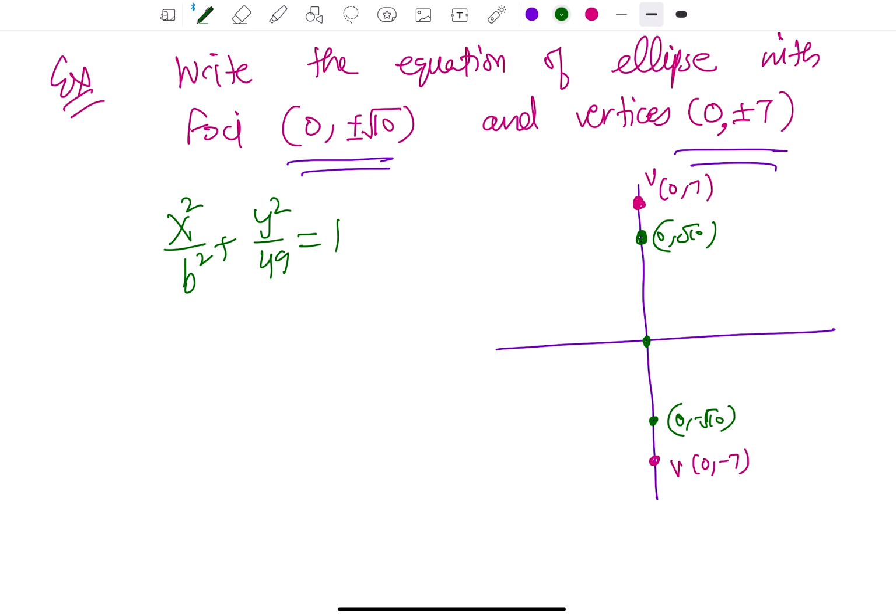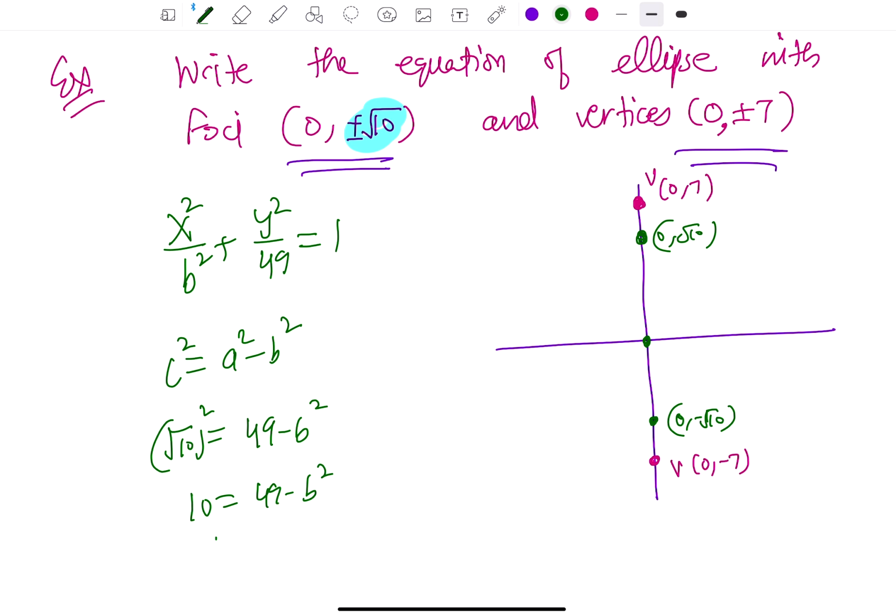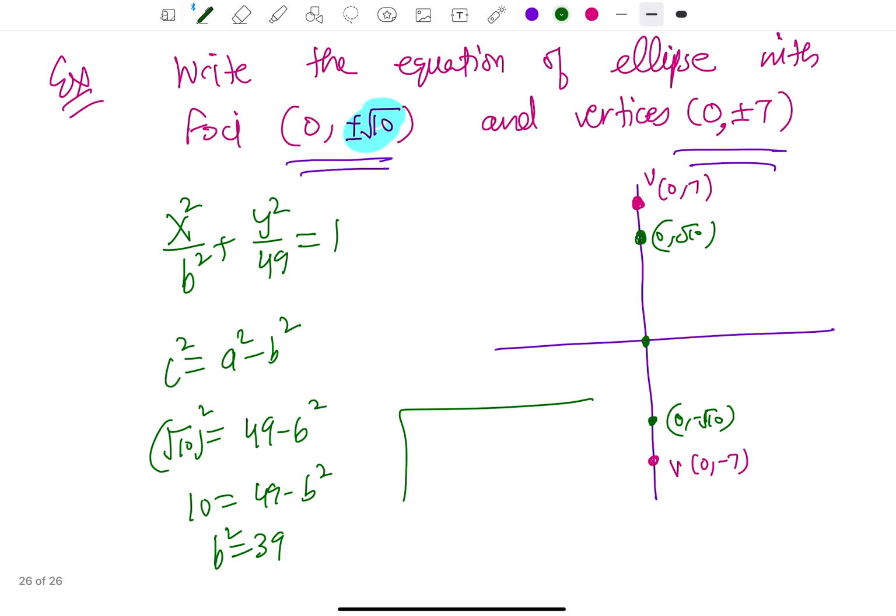Now to find the b, we can use c squared is equal to a squared minus b squared. c squared is 10, and a squared is the bigger number, 49, minus b squared. 10 is equal to 49 minus b squared. So b squared is equal to 39. We actually don't need the b, we need b squared. So the equation for this ellipse is going to be x squared over 39 plus y squared over 49 equal to 1. All right, that was all for ellipses.